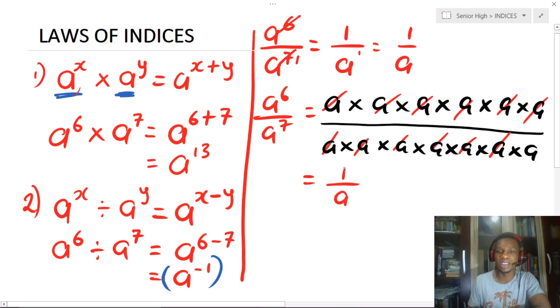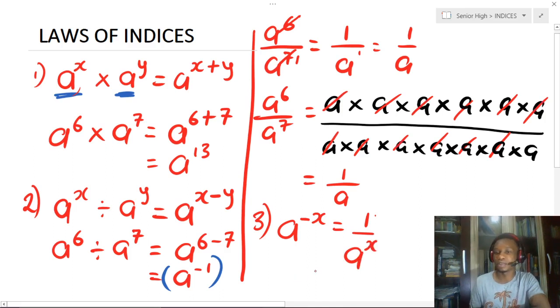But remember this, when we had this, instead of writing this way, we wrote it as what? A raised to the power of negative 1, right? And that brings us to the third law. The third law is called the negative index law. It tells us that whenever we have any value A having a negative sign, let's call it negative X, it can be written as 1 over A raised to the power of that X.